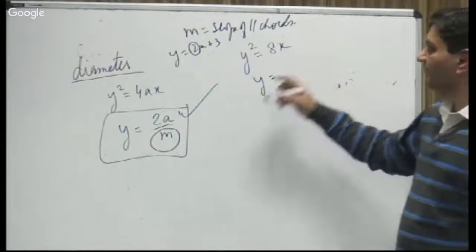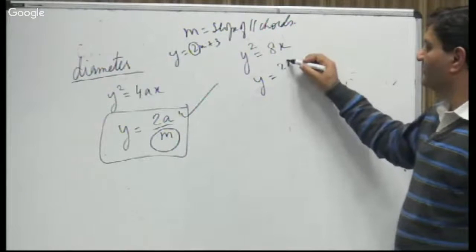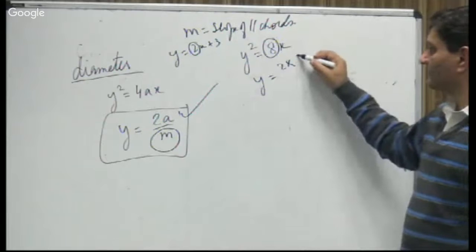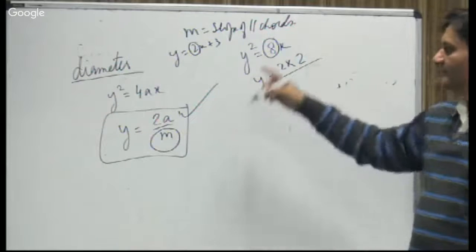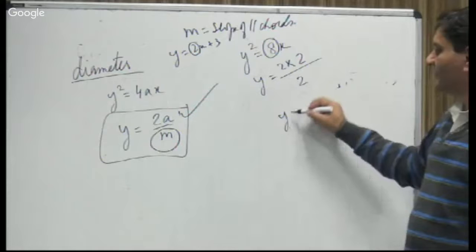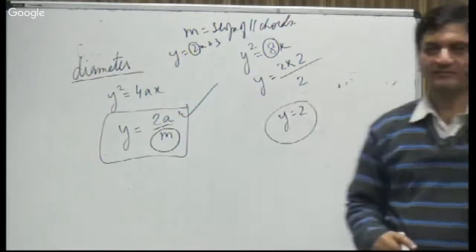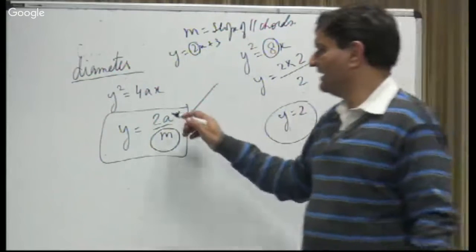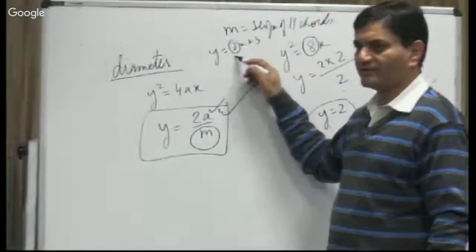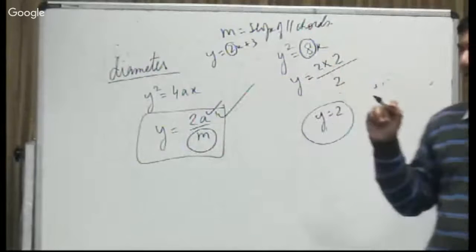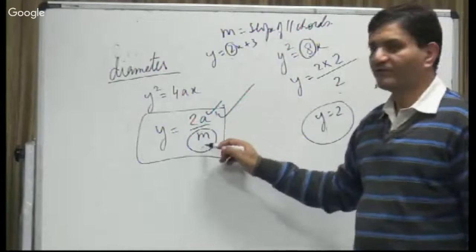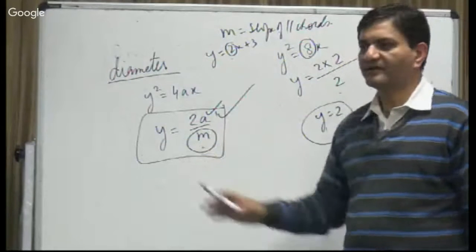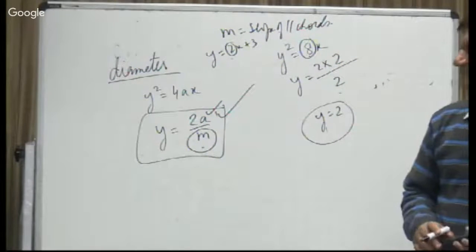y equal to 2a by m. What is value of a? a you will obtain from here, 2. And what is m? So y equal to 2 will be the equation of diameter. So basically it is just finding out a from the coordinates of focus, a from the parabola, and m from the slope of the parallel chords. You divide 2a by m and you will get the equation of the diameter. Next.